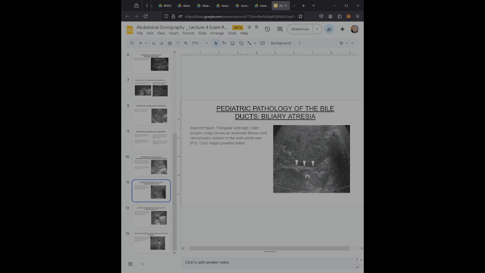Sonographically, biliary atresia will appear as absent ducts. The gallbladder may be absent or small, and there may be evidence of a triangular cord sign. The triangular cord sign depicts something that is vascular, echogenic, and tubular. This will be seen anterior to the portal vein, and it would represent the replacement of the extrahepatic duct with fibrous tissue in the porta hepatis.